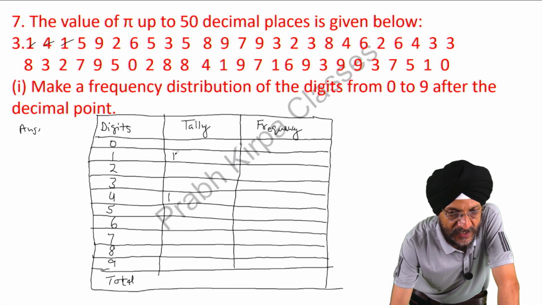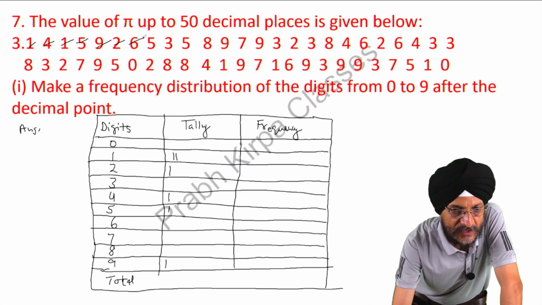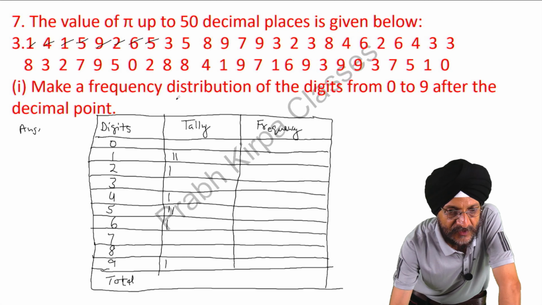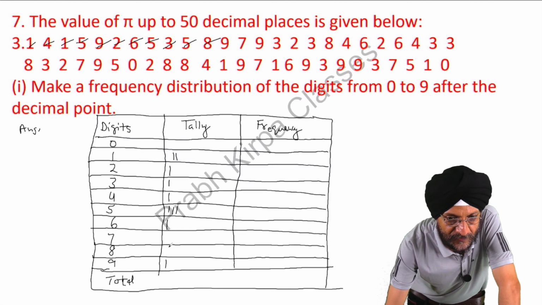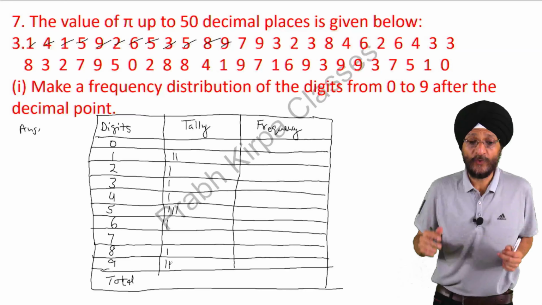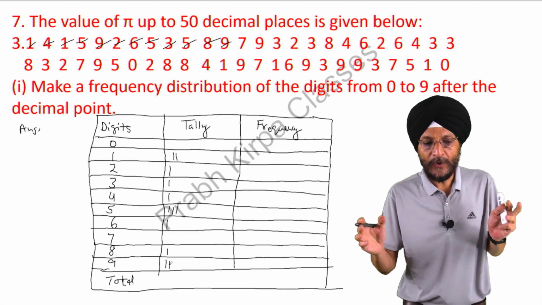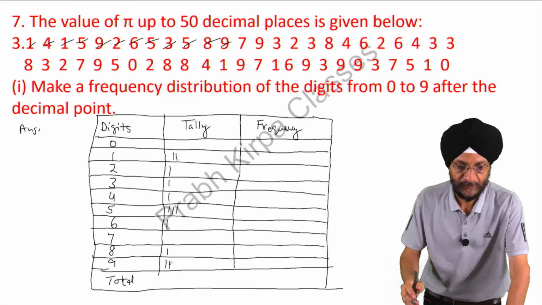1, it falls here. 5 here. 9 here. 2 here. 6, 5, 3, 5, 8, 9. What are we doing? We are counting the number of times a particular digit has appeared in the data.